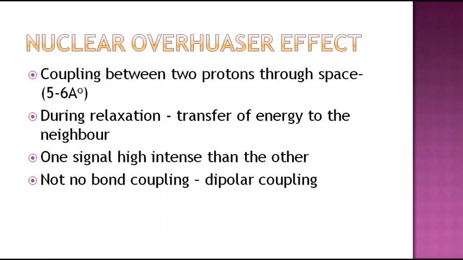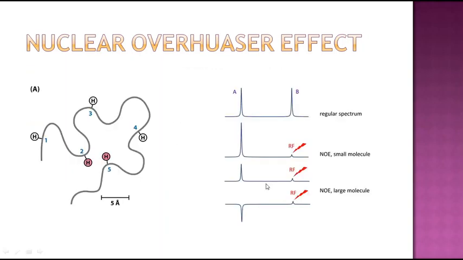If the protons come in proximity, in the range of 5 to 6 Angstrom, there is a transfer of energy during the relaxation process, and this transfer of energy leads to diminishing of one signal and intensifying of another signal, and this effect is called the nuclear Overhauser effect. This is also called no bond coupling or dipolar coupling.